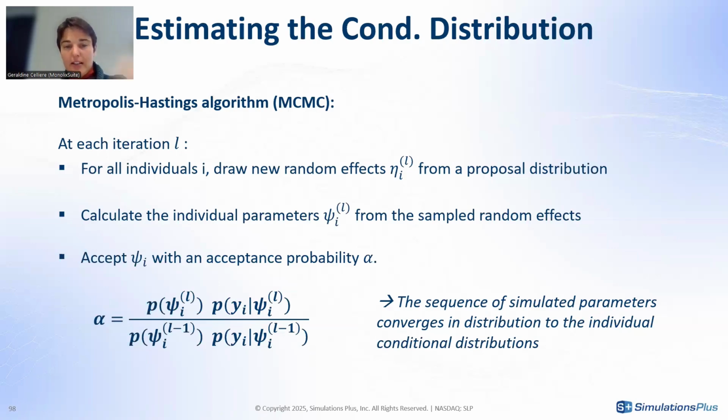If we repeat this long enough, then at the end, the sequence of candidates that are kept are actually samples from the conditional distribution.